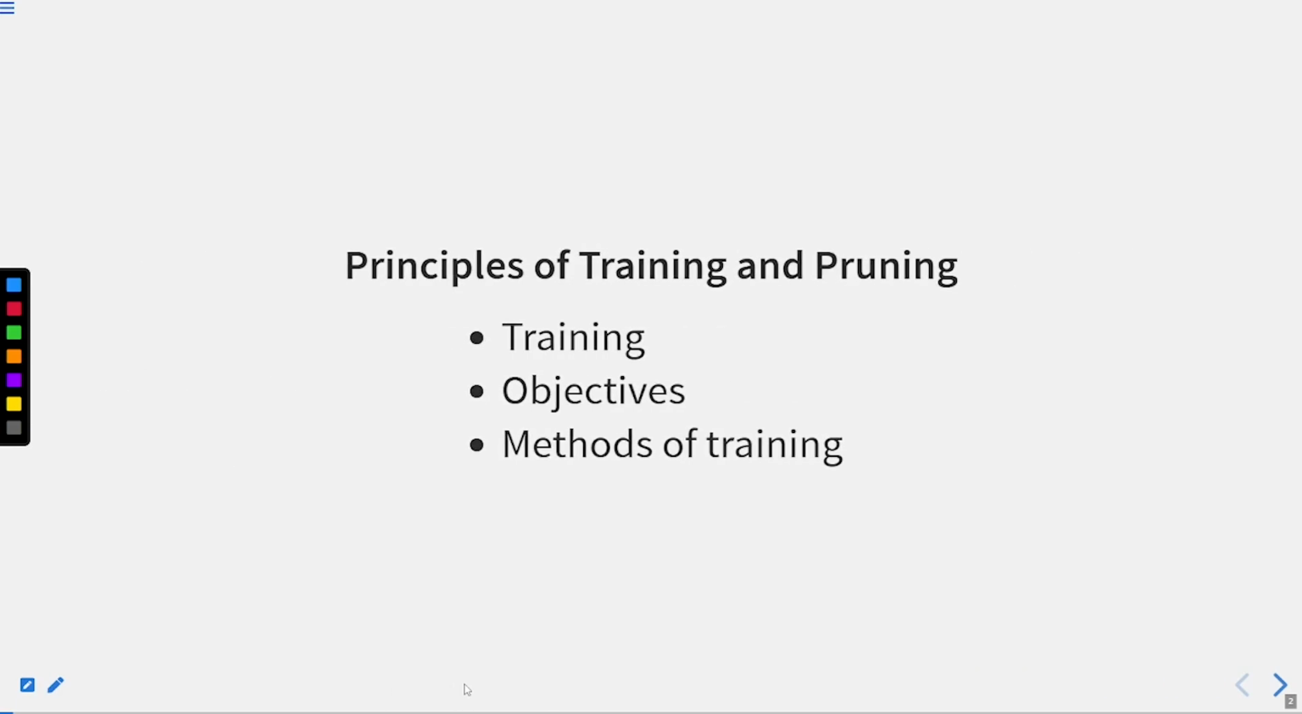So in this session we are going to study what the principles of training are, and also the objective and different methods of training. So all these topics we are going to cover in this particular session.